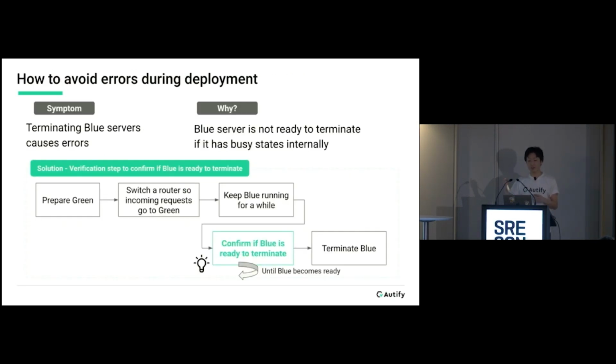Let me discuss how to avoid these errors in deployment. In the last story, we found terminating the blue environment causes errors. That's because the servers are not ready to terminate if they are used for existing clients and test executions. Our solution for this situation is adding a verification step to confirm if the servers in the blue environment are ready to terminate. It would be added before the step terminating the blue environment. The new step job checks the latest status until the blue environment is ready to terminate.